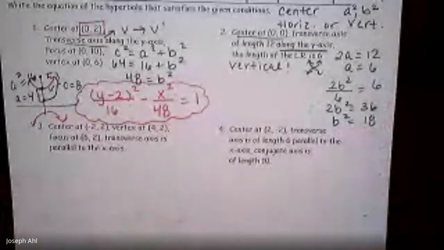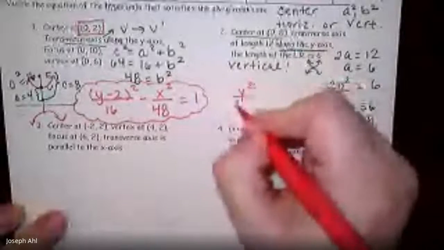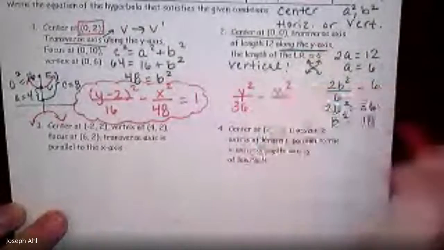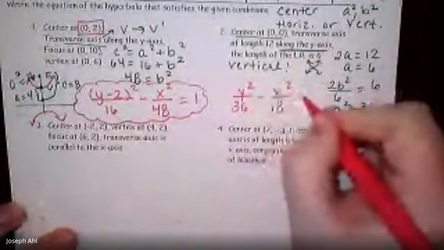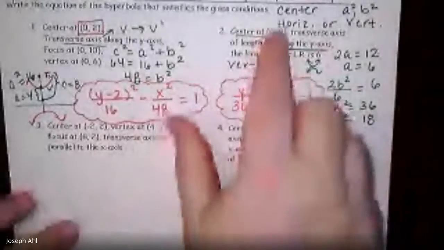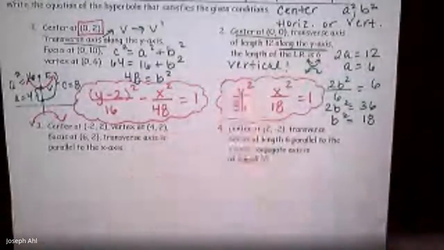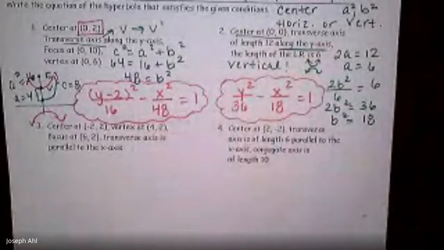So when I write the equation here, it's going to be y squared over a squared, which is 36, minus x squared over b squared, 18, equals 1, and then I'm done. Okay. So center 0, 0, again, those numerators are sort of tough to mess up other than the fact that we needed y to come first. So just be careful with that.